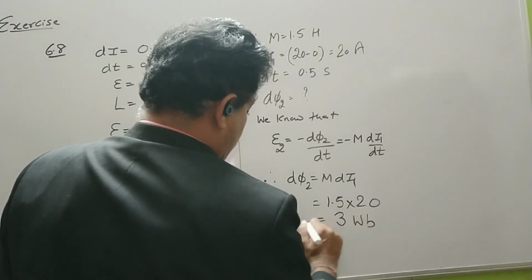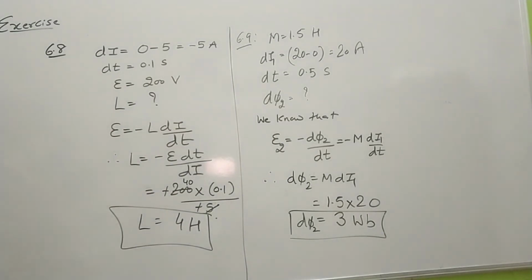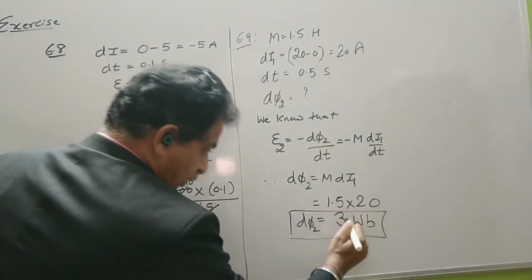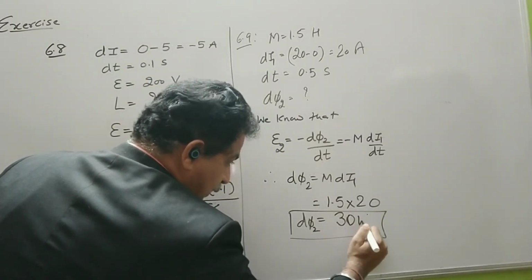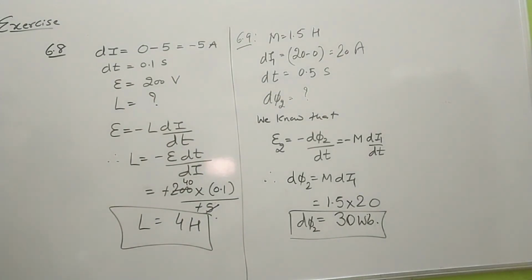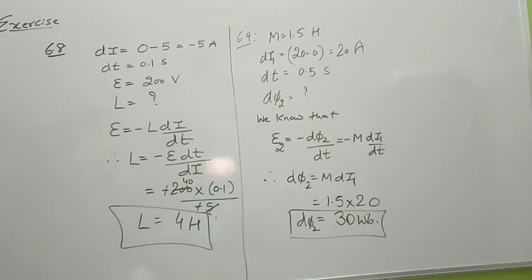Weber. So the change in the flux in the other coil should be equal to 1.5 into 20. So that is 30 Weber. 1.5 into 20, so it is 30 Weber. This is the change in the magnetic flux linked with the other coil. Now question number 10.